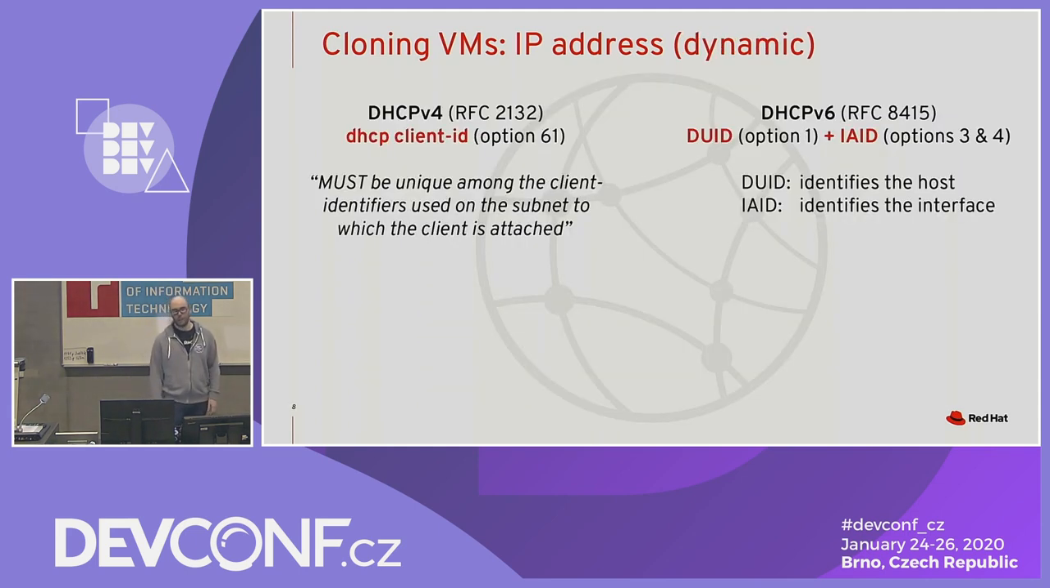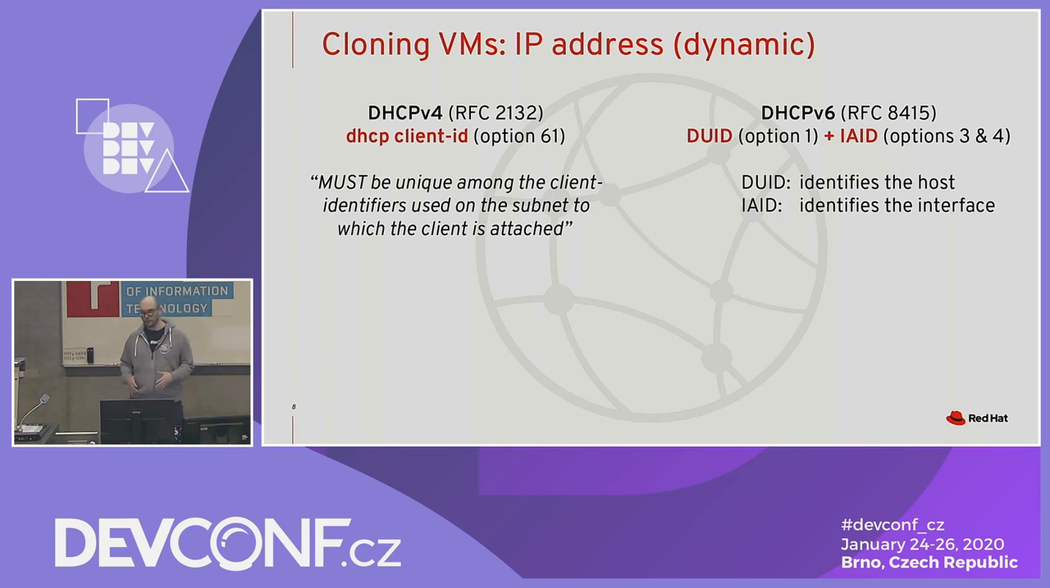But what if you have a dynamic IP address there? You might think that, okay, I don't have to take care of that because it will be the DHCP server that is in charge of assigning a different IP address to each one of the clones. Well, that's somehow true, but it's a bit more complex than this, because the DHCP server will identify the host from its DHCP request. In particular, for DHCPv4 it will look at the DHCP client ID option that should contain a unique identifier. As the standard says, it must be unique among the client identifiers used on the subnet to which the client is attached. So we must ensure that different clones will have different DHCP client IDs.